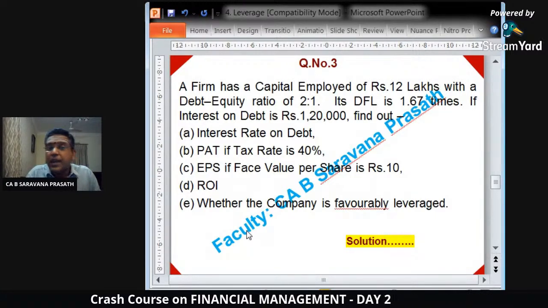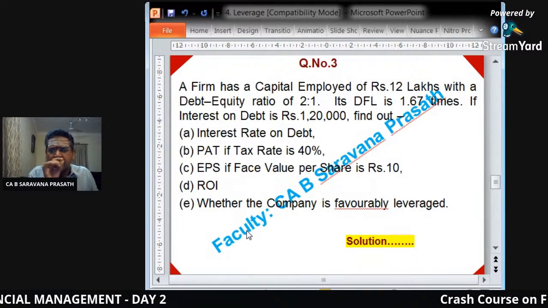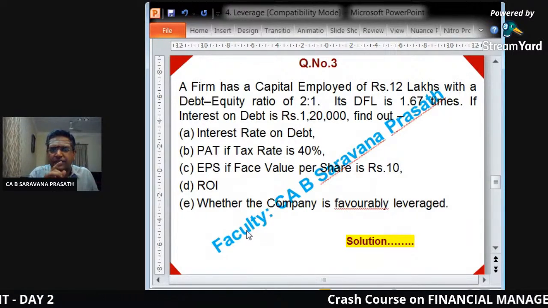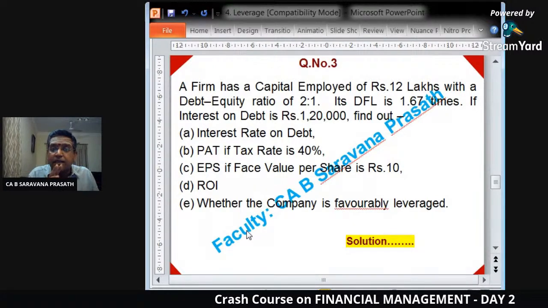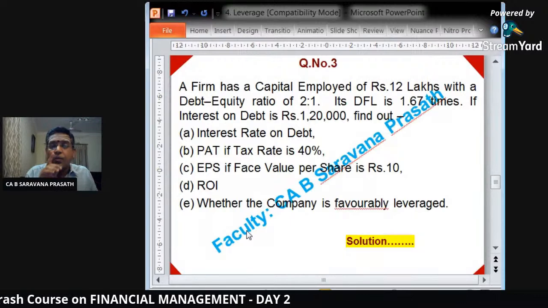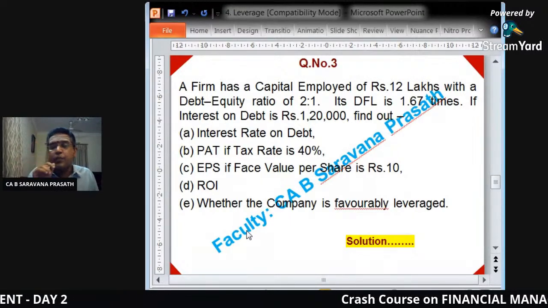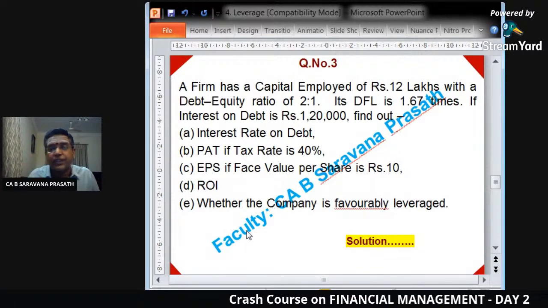Second question, PAT, profit after tax, if tax rate is equivalent to 40%. We will make some calculations on this. Third one, EPS, if face value per share is equivalent to 10 rupees. Okay, 4 lakh is the total equity capital. Now, face value per share is 10, which means 40,000 shares.